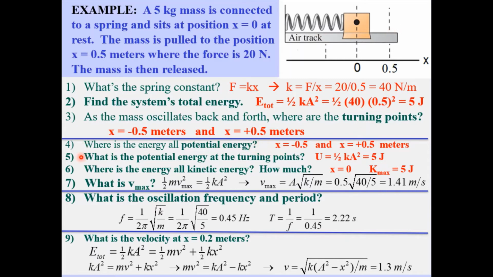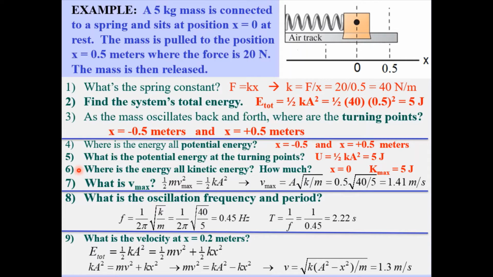Question number 5, what is the potential energy at the turning points? Well, at these turning points, we have maximum potential energy. So the energy there is given by 1/2 k a squared, which is exactly what we did up here. And that, again, is 5 joules.